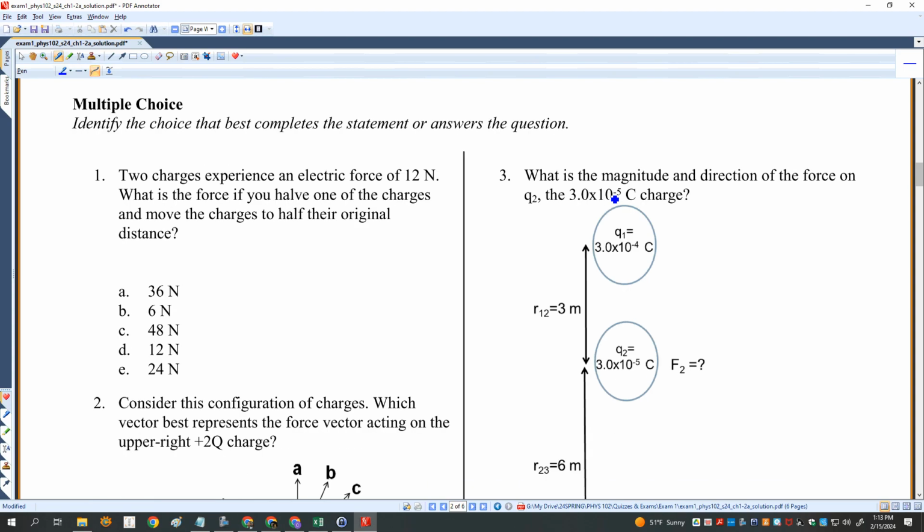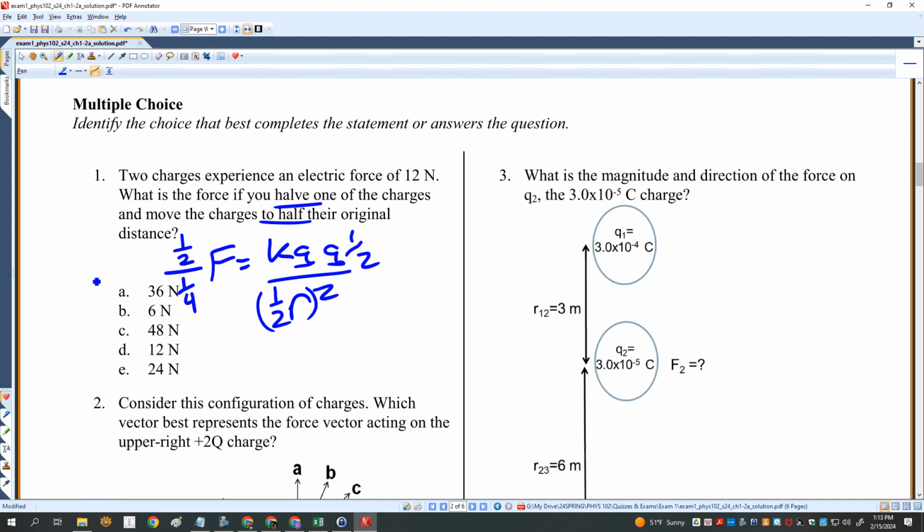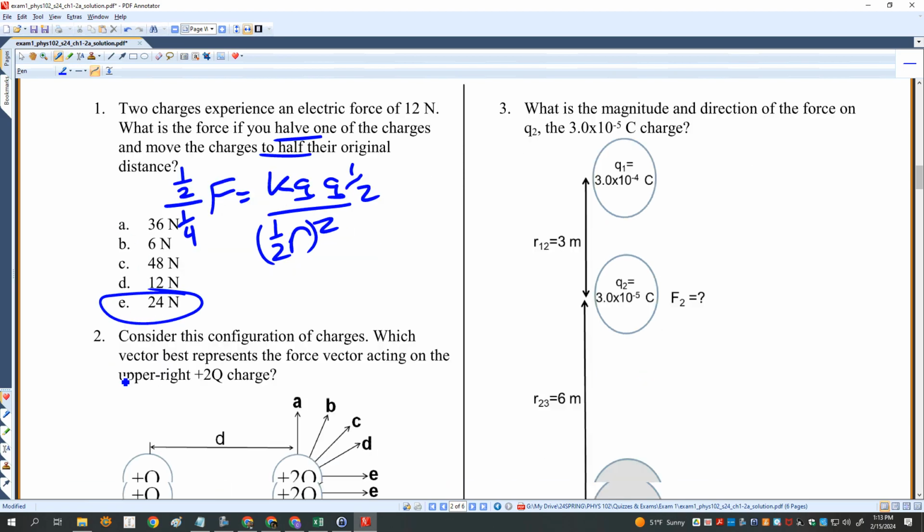Two charges experience a force of 12 newtons. So I'm going to write down my equation first. If I move the charges to half their original distance and halve one of the charges, then in the end, I get 1/2 divided by 1/4, which is 4 divided by 2, which is 2. So I'm getting something that's twice the force, so it's going to be E.